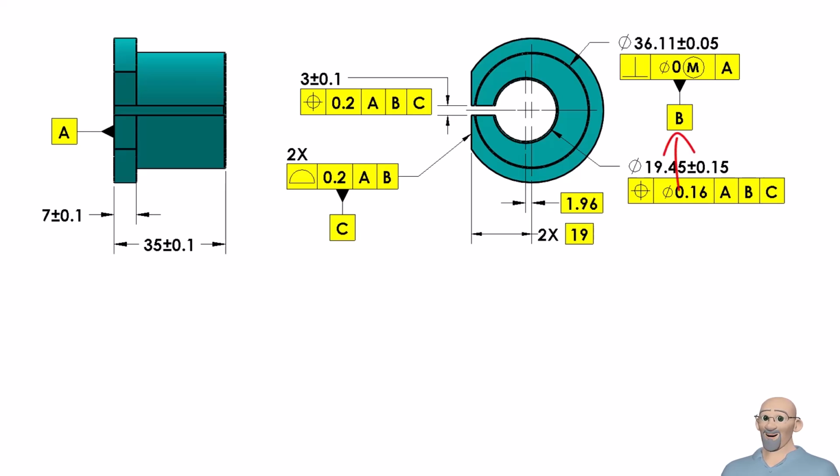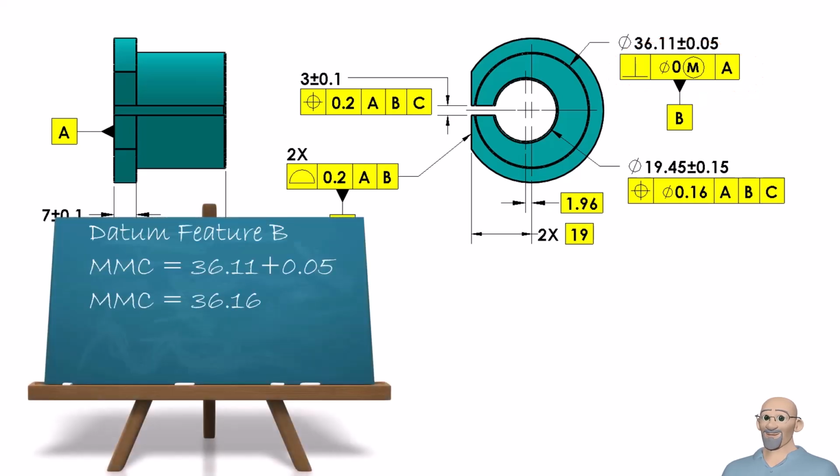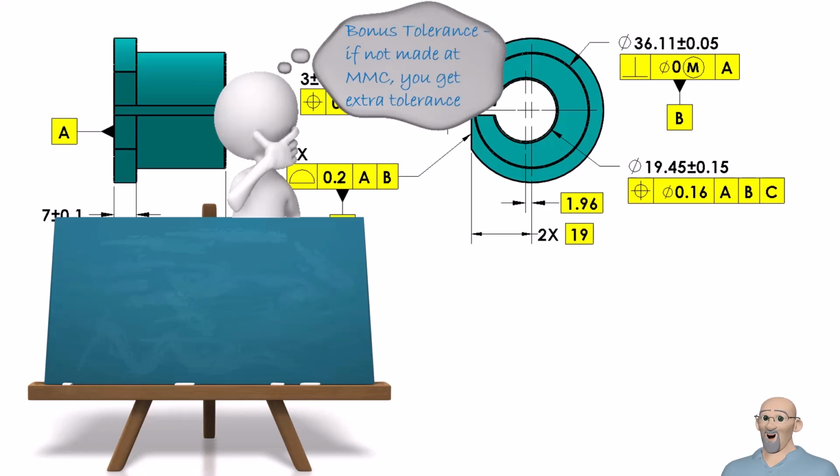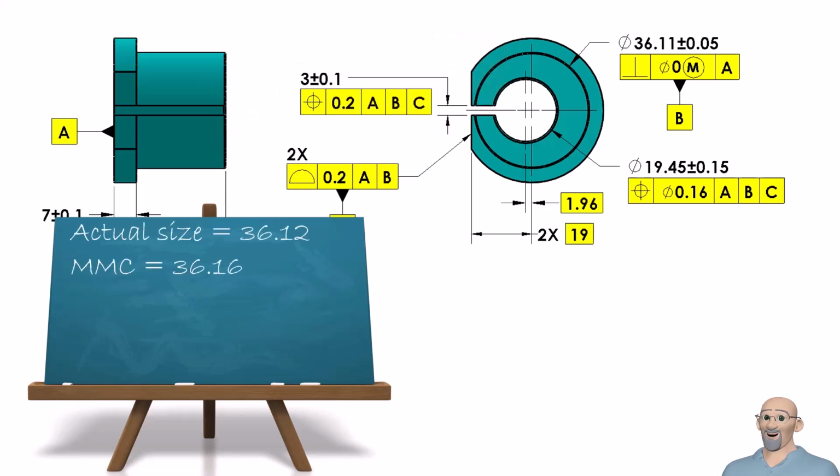The size and form of datum feature B are controlled by the size tolerance, but we also need to control the orientation of the feature axis of datum feature B relative to datum A. For this, we are using a perpendicularity of 0 if the feature's mating size is at the MMC size limit of diameter 36.16. Remember, when you have MMC, you get what we call a bonus tolerance. The bonus tolerance is equal to the amount the as-produced size of the feature has departed from the MMC size. In this case, if the part was produced at 36.12, the bonus would be the MMC size of 36.16 minus 36.12, giving us a bonus of 0.04 millimeters.